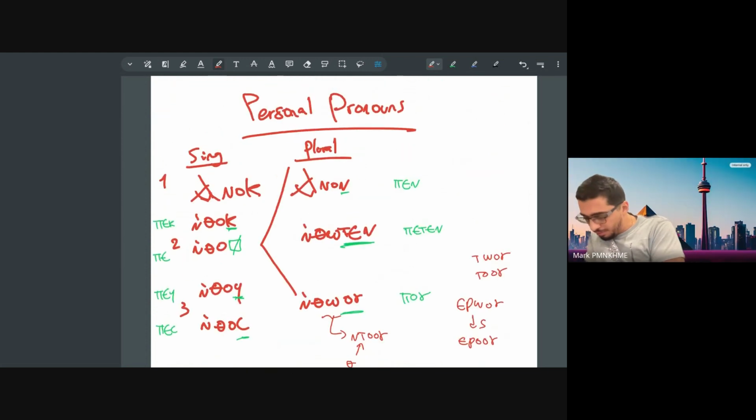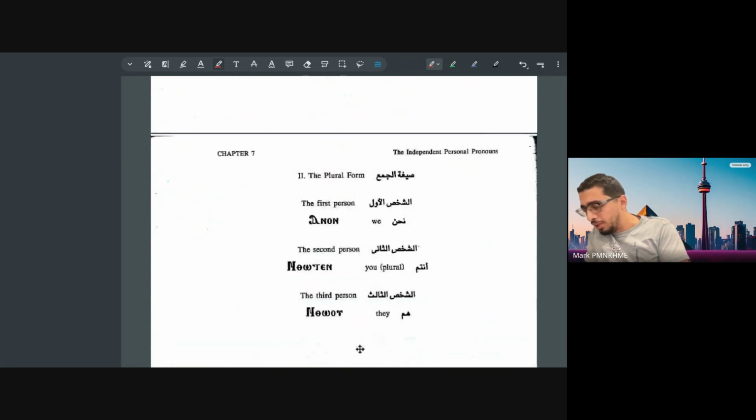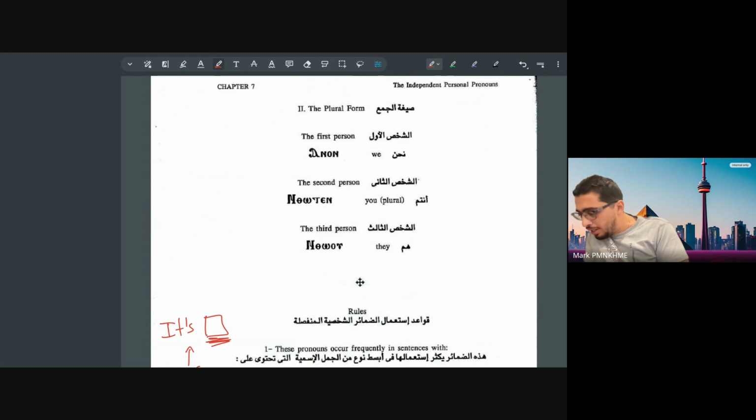All right. So you will get the hang of them very easily. You just need to know anok and entho, and then everything else just follows. So pretty simple once you know these two.